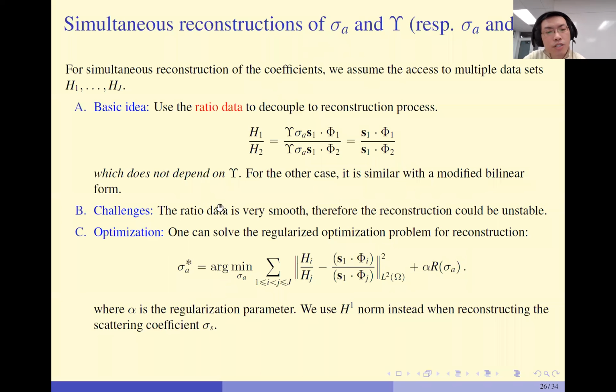And for this process, for the analysis, we can only have some linearization analysis, which does not provide any insight about this problem. But numerically, we have tried to use a regularized optimization scheme for this, and later we will show that the reconstruction is pretty bad. Because this quantity is kind of smoothing, any substructure in H1, H2 will be smoothed out when you take the ratio.